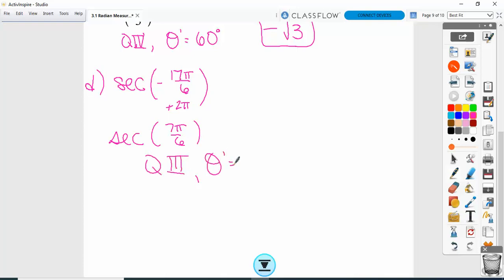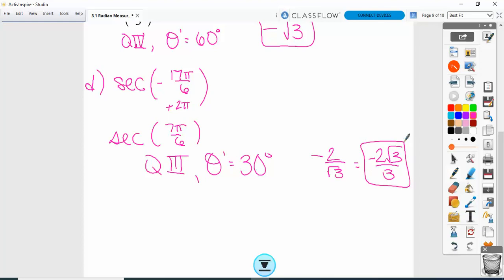Reference angle we already said was 30 degrees. So in quadrant 3, secant, that's the reciprocal of cosine. Is that positive or negative? Well, students take tangent will be positive, so this is negative. Okay. So cosine of 30 is radical 3 over 2. So secant, if you flip it, is 2 over radical 3, or negative 2 radical 3 over 3.